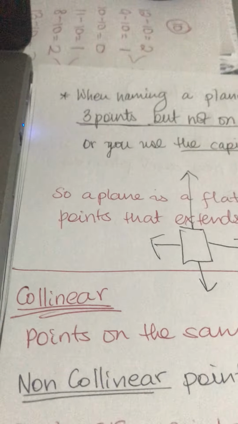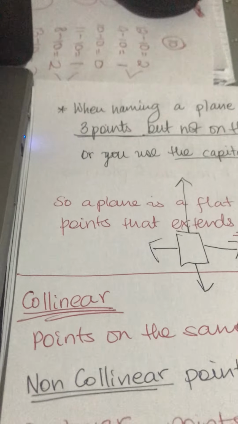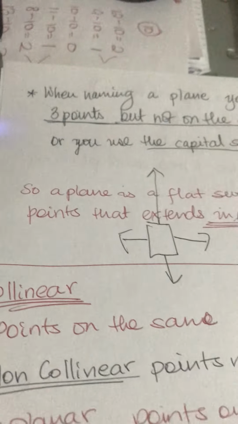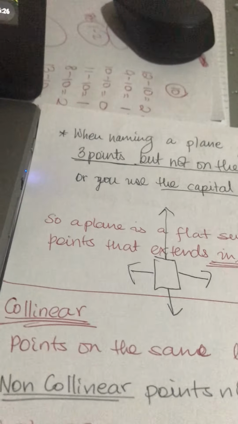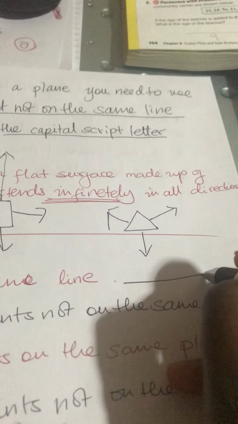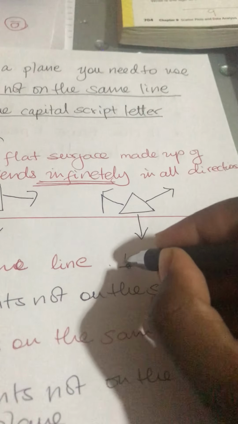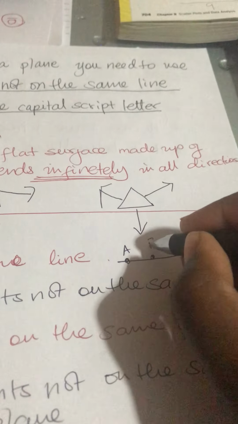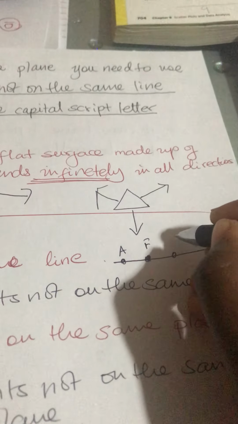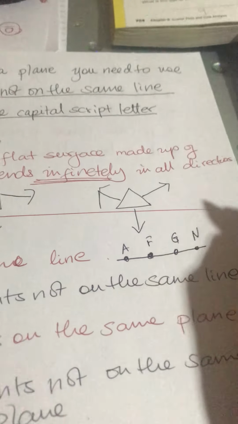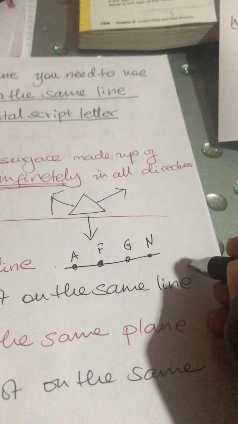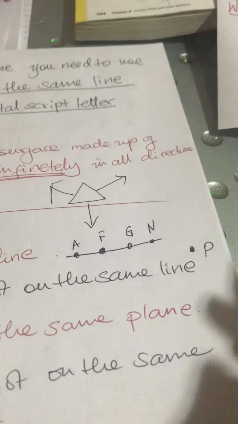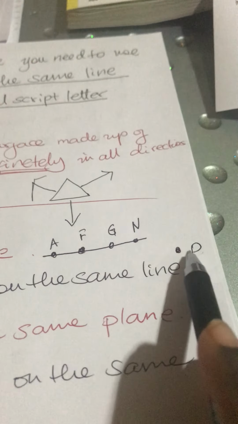Let us talk about collinear. Co means together, like a company. Okay? You are together. So collinear means points on the same line. They must be on the same line. So if this is my line, I can say A, F, G, N. These are collinear because they're on the same line. And then if I put another point over here and I call it P, now P is not collinear because it's not on the same line.